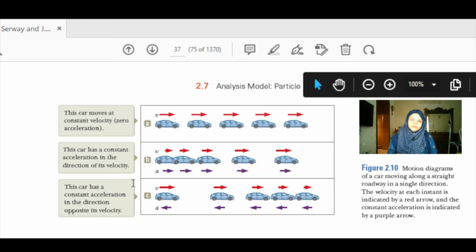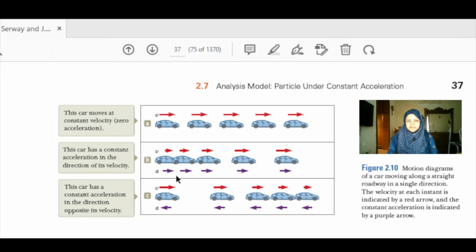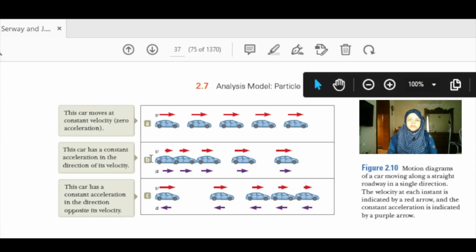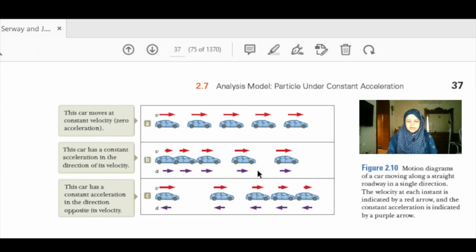In figure 2.10b, the velocity vector and the acceleration vector are in the same direction. The acceleration vector is constant and the velocity vector keeps on increasing. Therefore, the car speeds up. The distance between the cars keeps on increasing. This is equivalent to the situation in which the car accelerator is applied.